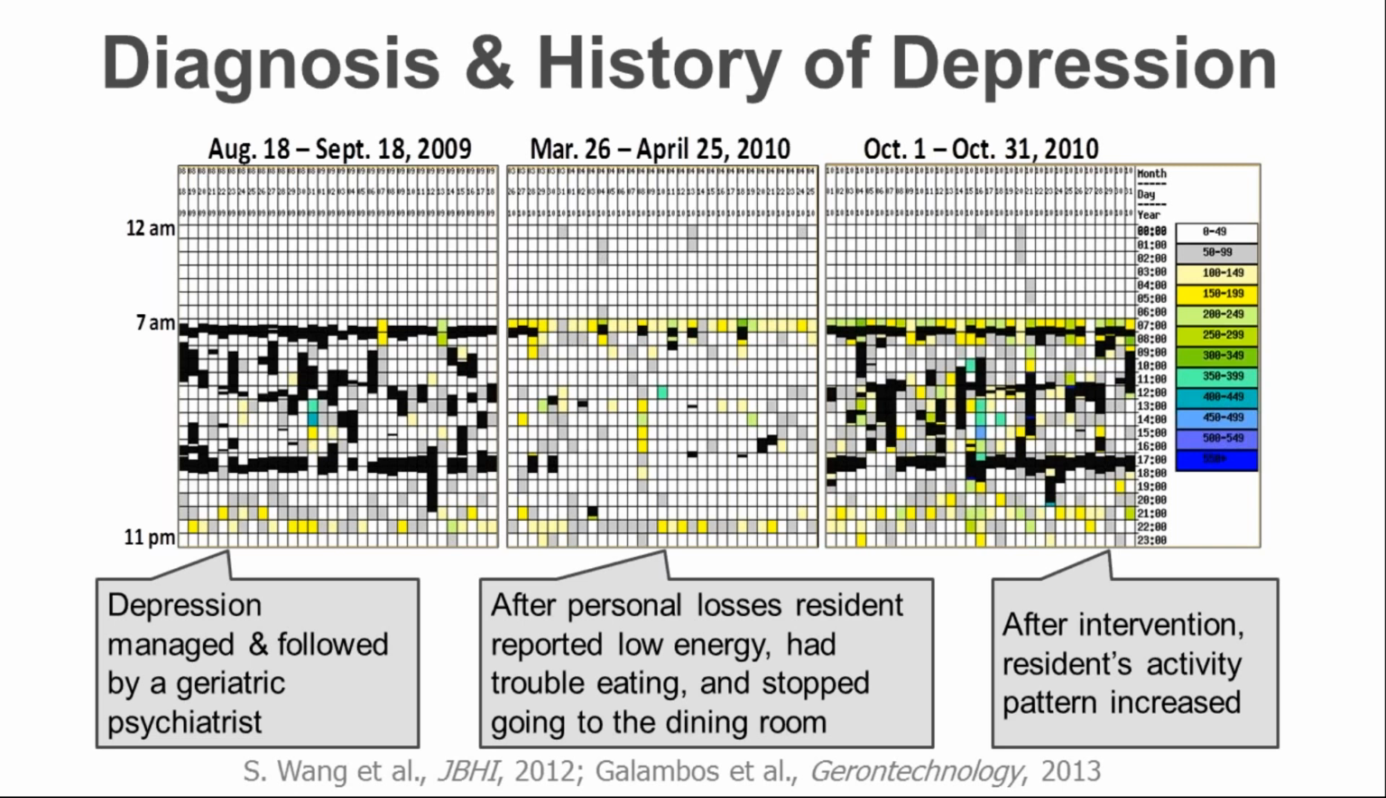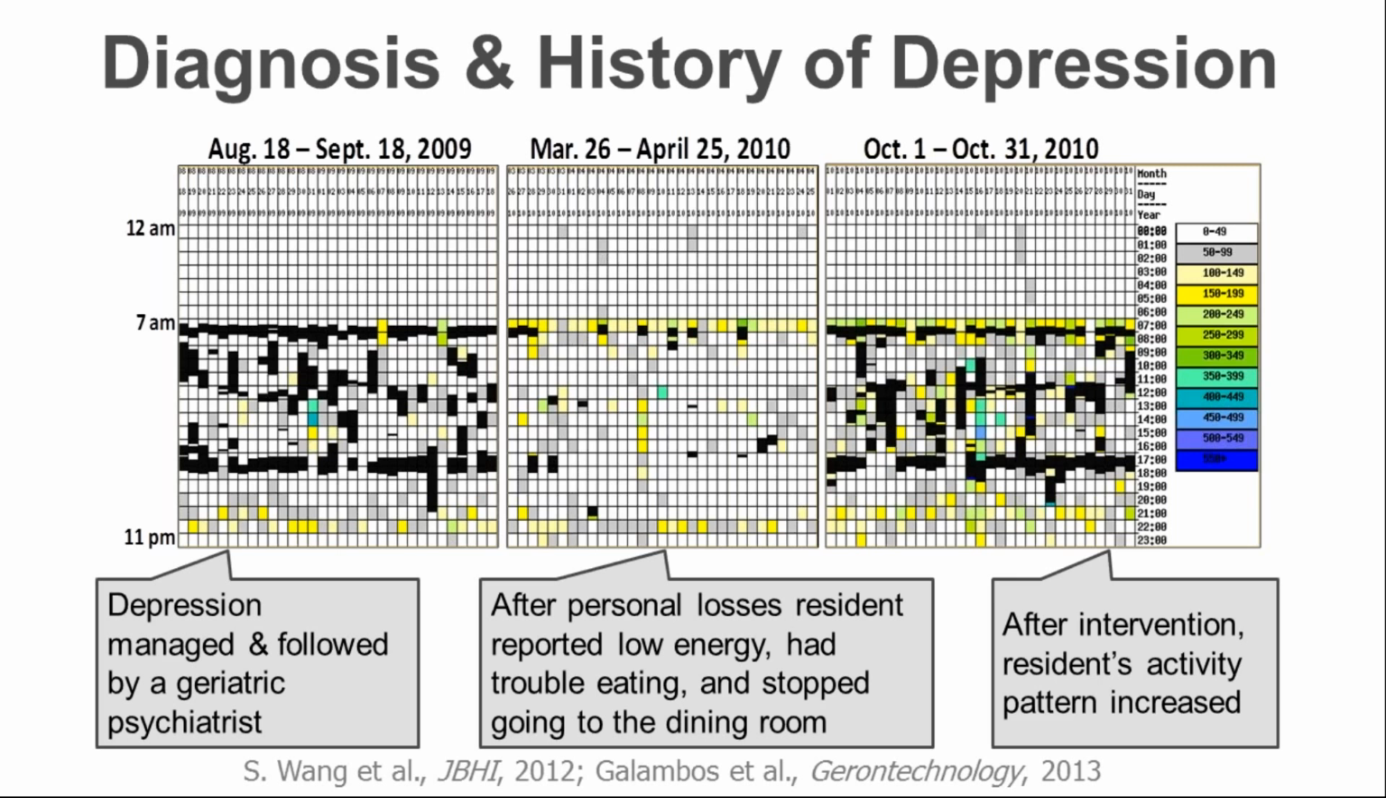So if you look at the history of this person, we know that they had depression. It was being managed by a geriatric psychiatrist in that first box. The middle box, we found out when we went in to talk to them and noticed this change, and there was an alert that said this person had less activity. We found out that this person had a personal loss, had someone pass away. They were reporting low energy on their assessment, trouble eating, and stopped going to the dining room.